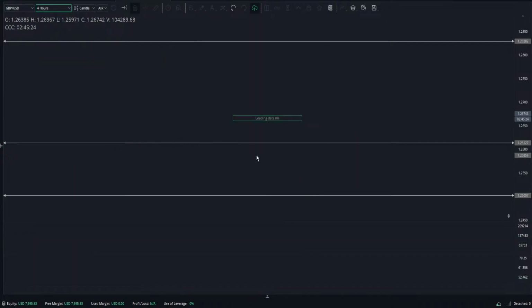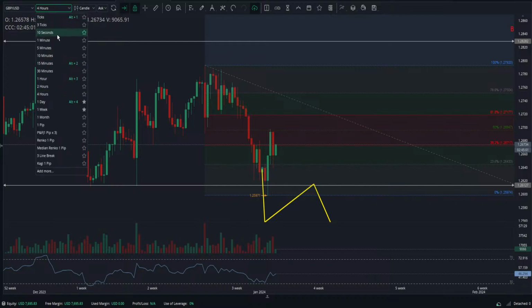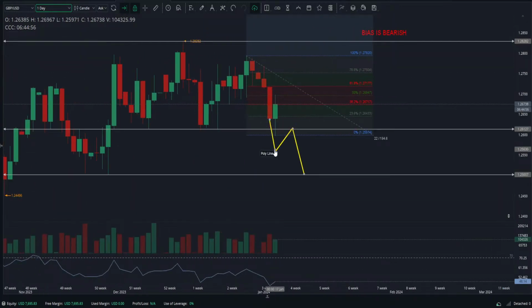So the 4 hour may continue to at least this area of 1.2717. From there it can start a downfall again. Even now you can see that the 4 hour has turned positive. So the market structure on the 4 hour has turned positive and it may continue further for some time before falling down. So let us go to daily again and mark where the support and resistances are again.